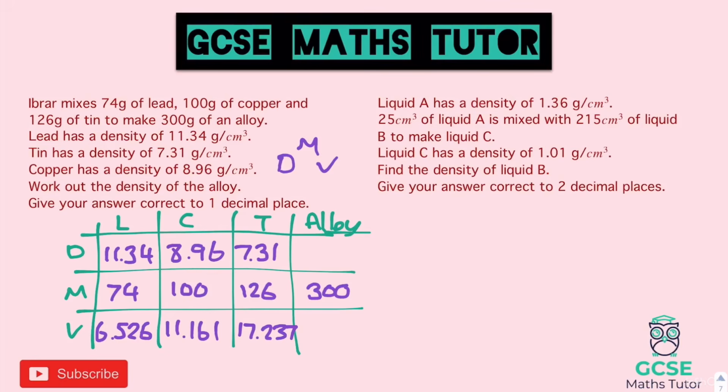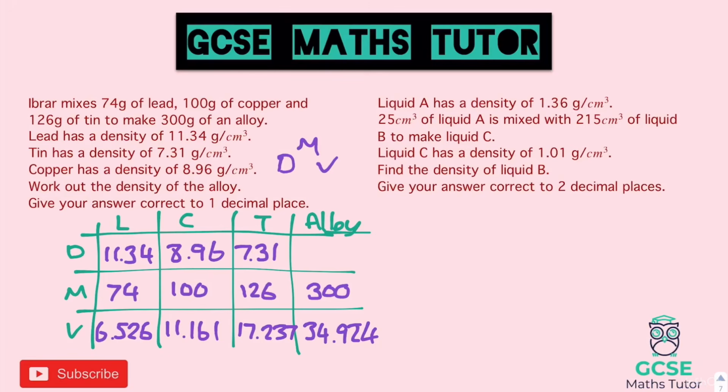Okay, so we can add those all together. So we've got 6.526, add 11.161, add 17.237. There we go, add those all together, and we get a total volume here of 34.924. Right, so we can finish this question off now.